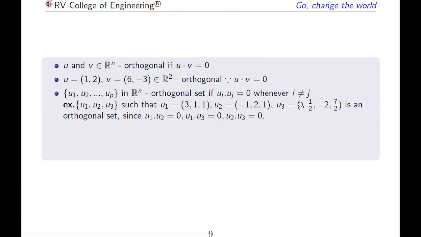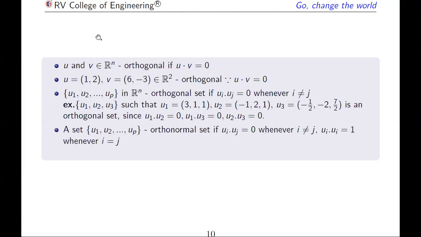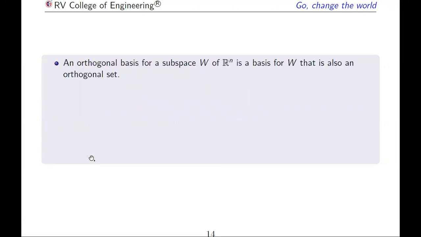And a set of vectors u1 to up is said to be an orthonormal set if it is a set of unit vectors which are orthogonal as well. As an example, the standard basis elements of R^n, which are denoted as e1, e2 up to en, form an orthonormal set because the dot product of mutually distinct vectors is 0 and each vector is a unit vector. So next we will look at what is an orthogonal basis.